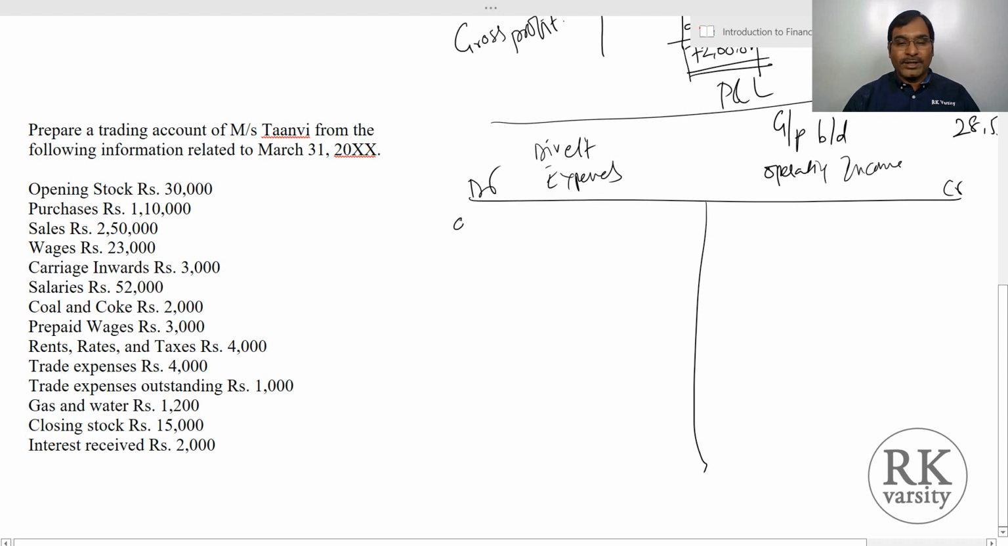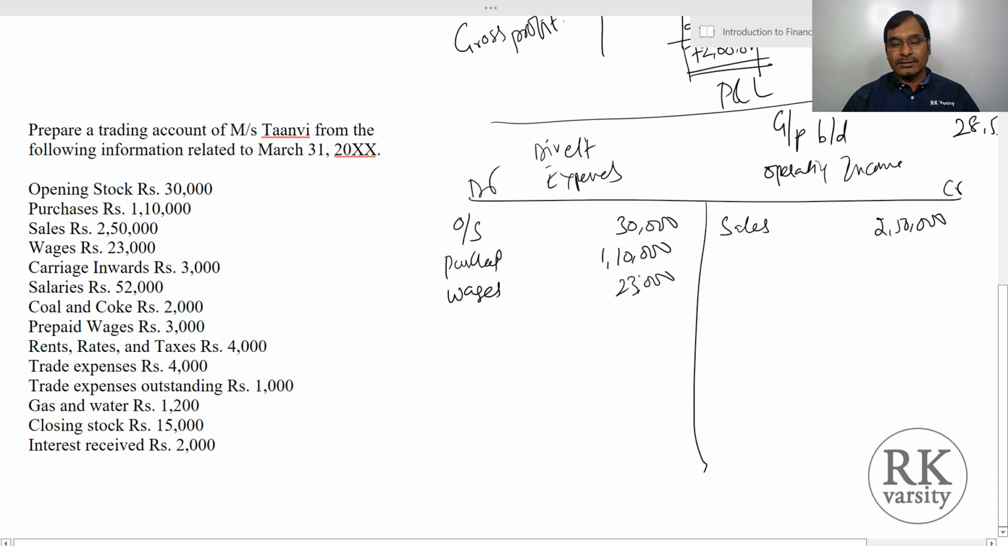So you have opening stock. Already we know opening stock, we will write here 30,000. Then you have purchases. Then check whether you have any returns. So there are no returns. So we take purchases 1,10,000. Then sales onto the credit side 2,50,000. Then wages is a direct expense, so 23,000. Then carriage inwards, so on purchases there is a carriage inwards, direct expense, carriage inwards 3,000.